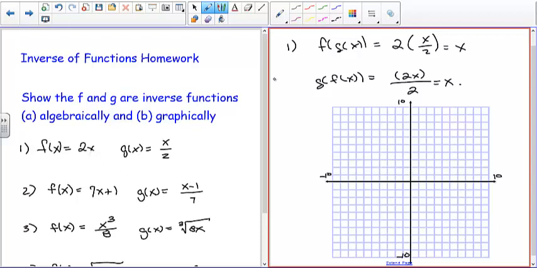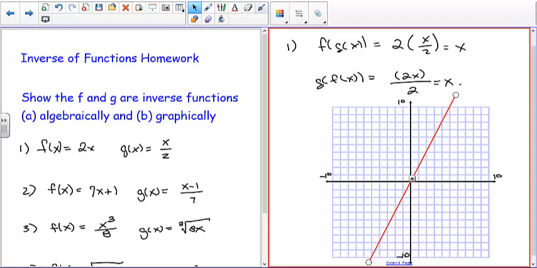So we got 2x, which is a diagonal line with a slope of 2 that goes through the origin. So that's what that looks like. And if we extend it, we get that. Okay, so that's f of x equals 2x.